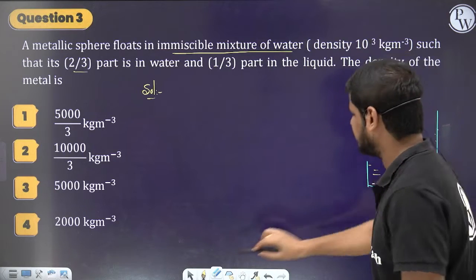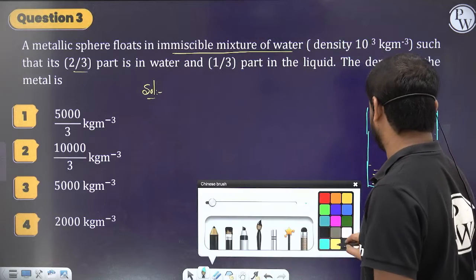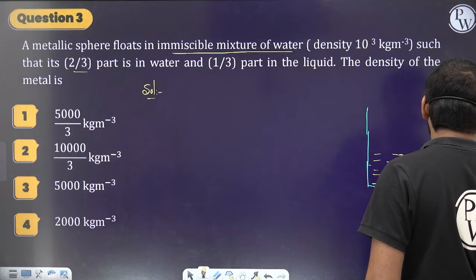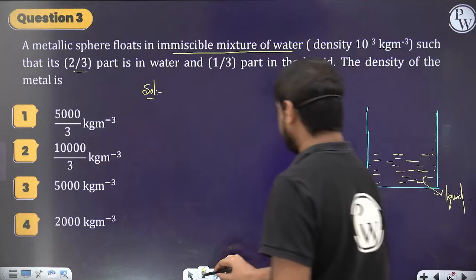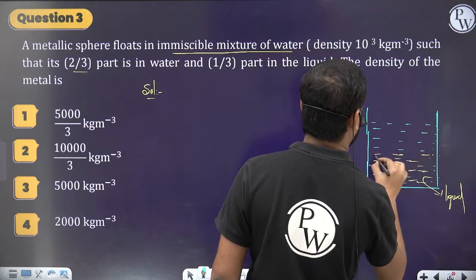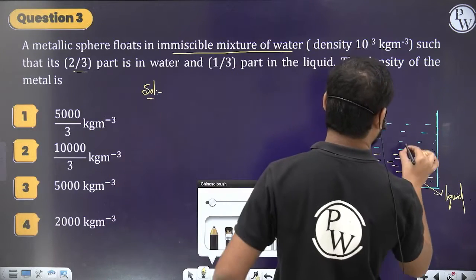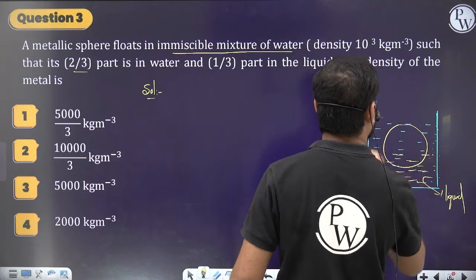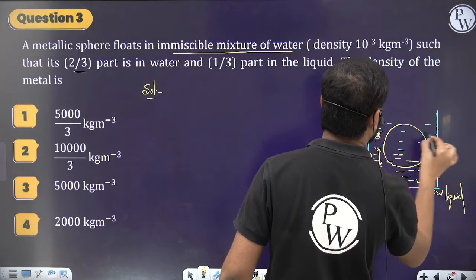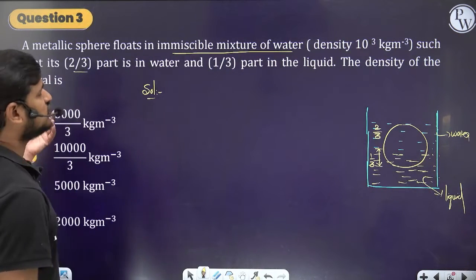Let me write the diagram properly. So this is a liquid. Consider this light yellow color is the liquid, and this part is water. Now see here, in water it is more, right? So 2/3 parts, yes. In water it is more, and in the liquid it is 1/3, and in the water it is 2/3. So this is water here. Fine now, so there are two immiscible liquids, and we need the density of the metal.